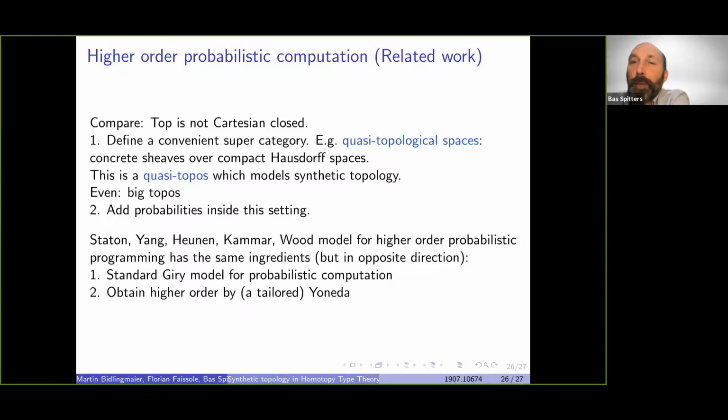What this other group has done is using some of the same ingredients, but they reverse the order of these constructions. So first they start with the standard Giry model of probabilistic computation, and then use this category or this site, and then obtain the higher order structure by using a tailored form of Yoneda. And it'd be really interesting to see what is the connection between these two constructions, but I haven't been able to work that out precisely. But it feels like it has similar ideas to the construction we've been pursuing.